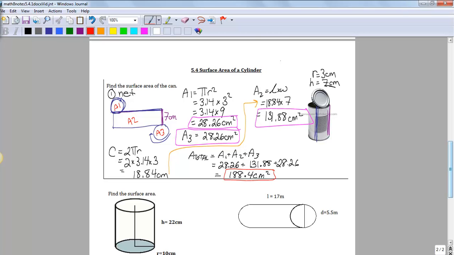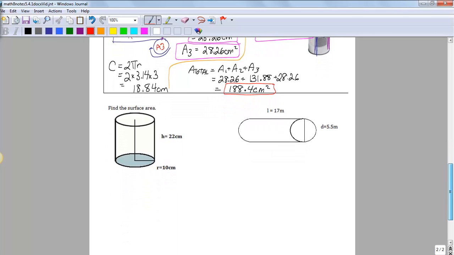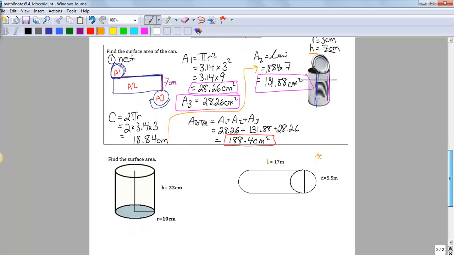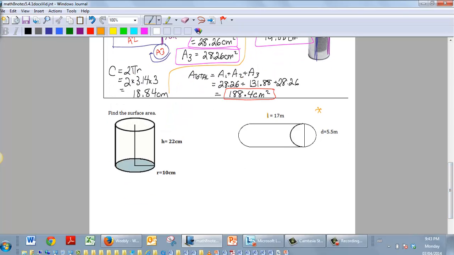Why don't you pause the video and try these other two examples down here. Remember, the orientation doesn't matter. Here I called it length, here it was height. It doesn't matter the word, it's still the same distance from the circle on the top to the circle on the bottom. So don't let that throw you. All right, good luck and check your answers.